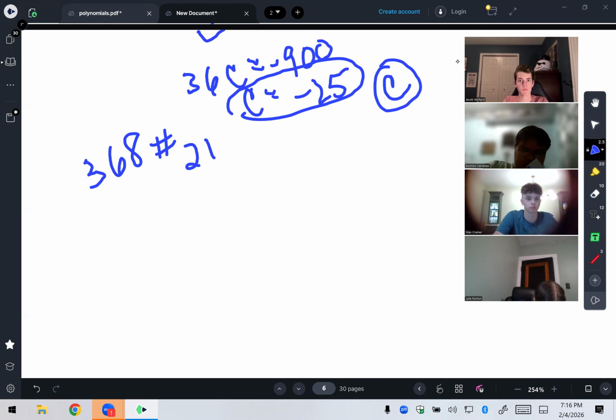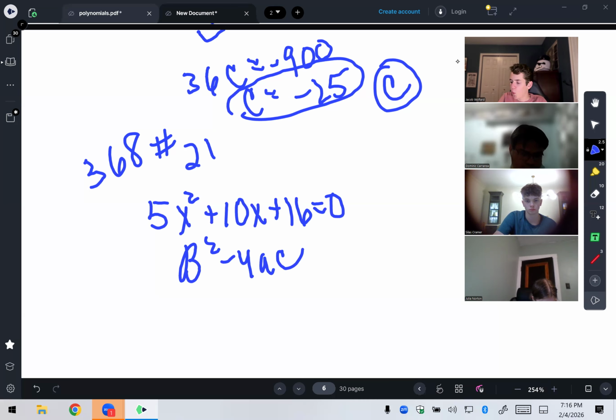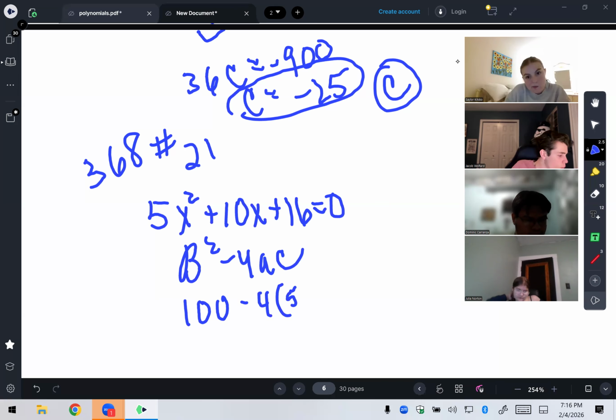We have 5x squared plus 10x. See if you can beat me to the answer. We're in an end zone problem. We want to know how many solutions. So we're going to bring out our b squared minus 4ac. B will be 100 minus 4 times 5 times 16. We're trying to see what happens when it's not equal to 0.